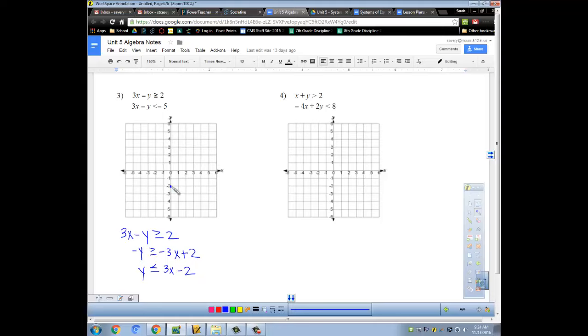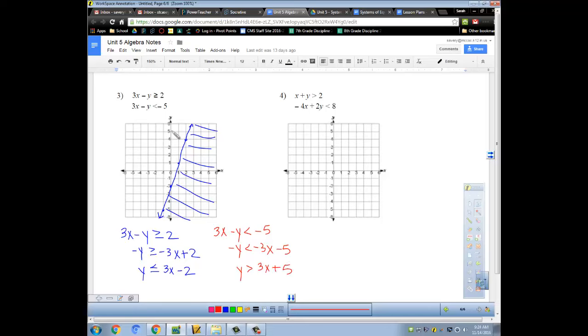So I'm going to start at -2, go up 3 over 1. This is going to be a solid line. And it says less than, so we're going to shade this side. And then your other line, again subtract the 3x to the other side. Then change all of your signs.